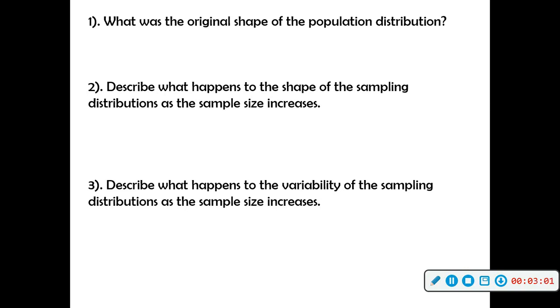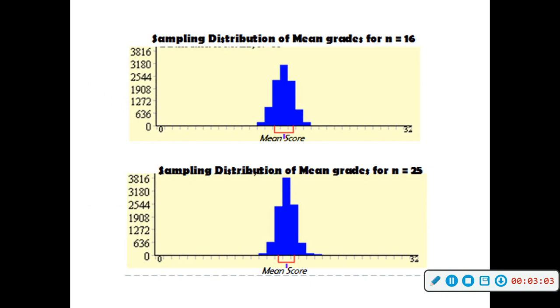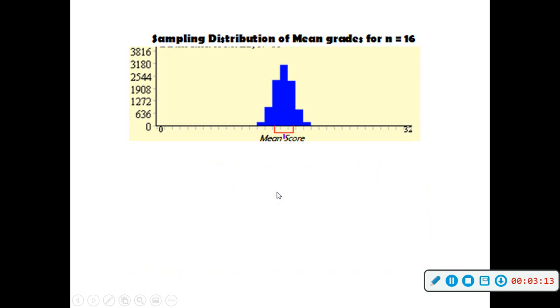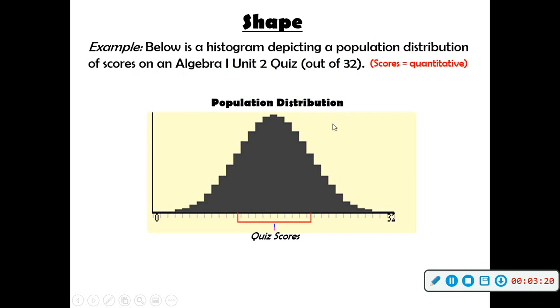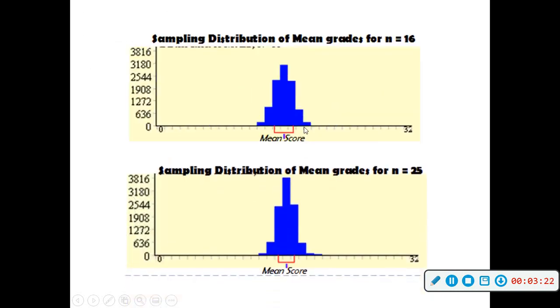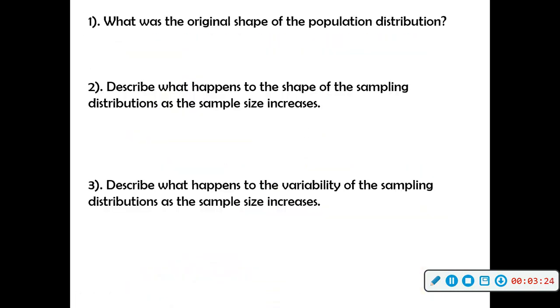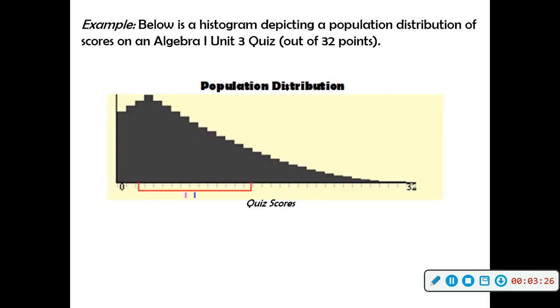But what about the variability? Let's take a look. So this one up here at 16, right? It's a little more spread out than this one at 25. 5 is more spread out. 2 is even more spread out. And our population distribution is even more spread out. Interesting. Let's take a look at another population now.